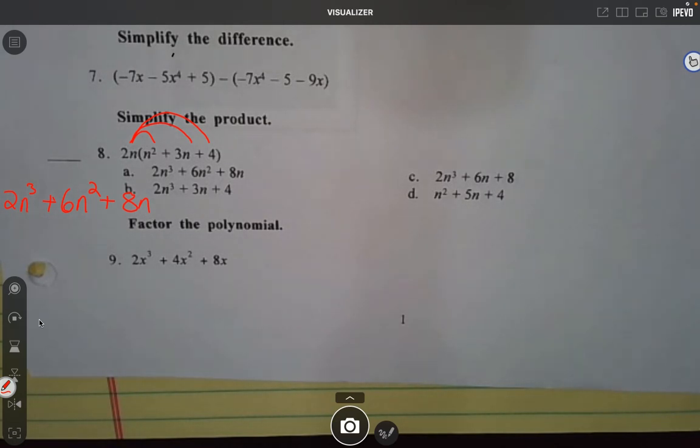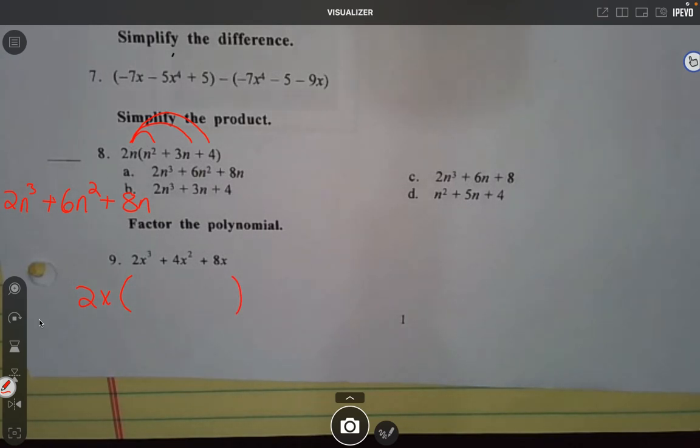Okay. Now number 8, we're going to work backwards from that. Okay, we're going to start with this answer and go back to where it looks like this. We're just working backwards. So what number, let's start with a number, goes into 2, 4, and 8? 2. And what variable? I have 3 x's, 2 x's, and 1 x. So I can only factor out 1 x. So now we have to put everything that's left over. We're going to divide it out.